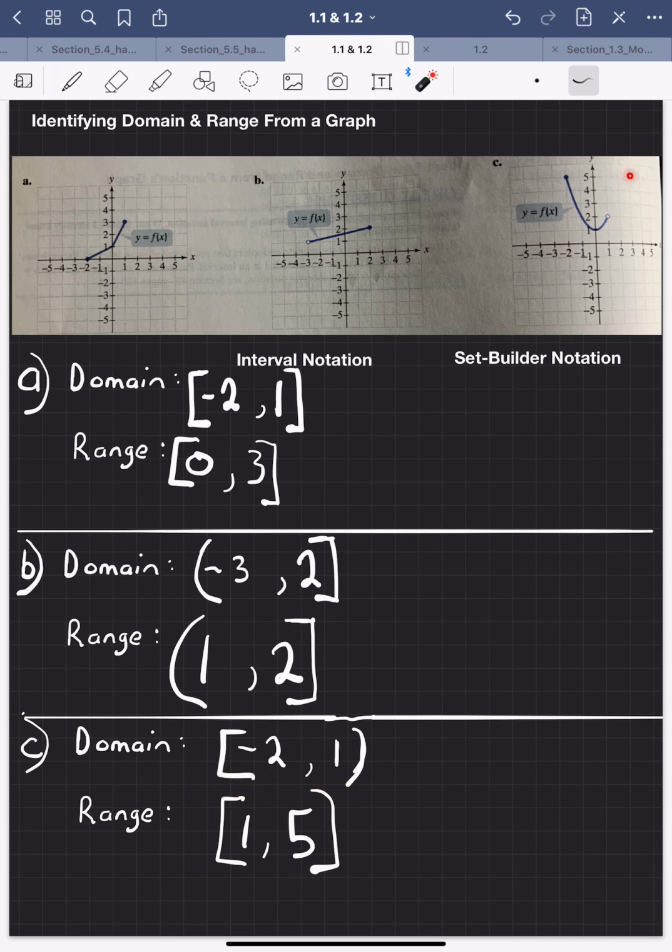Let's look at that range. That gets students a lot. So if you're looking at range, you're looking up and down, right? Look at this graph. What's the smallest point on this graph? The y value right here, right? That's the lowest y ever gets to. And what's the highest it ever gets to? Right here. So that's why it's from 1 to 5. And it crosses here. It does include it. So 1 to 5.